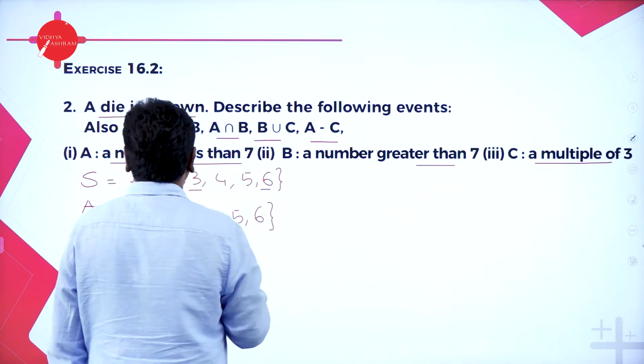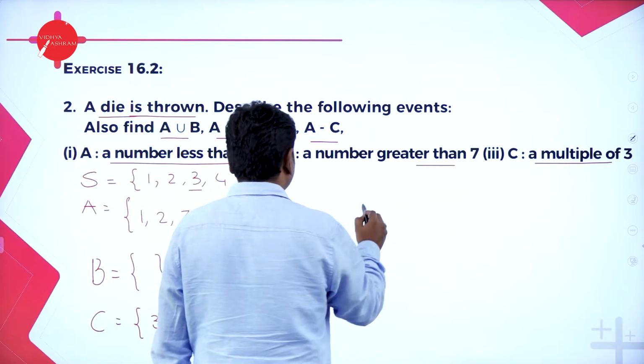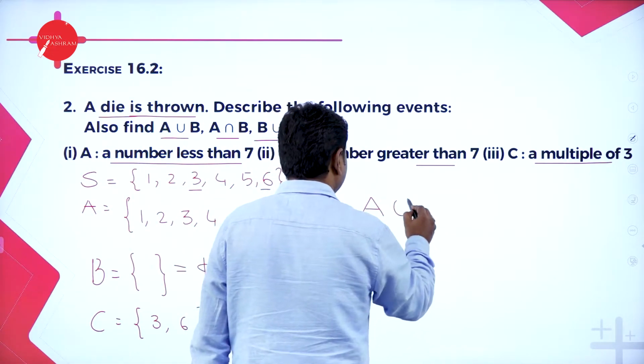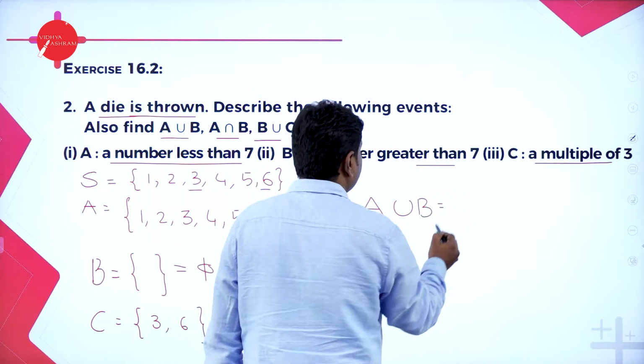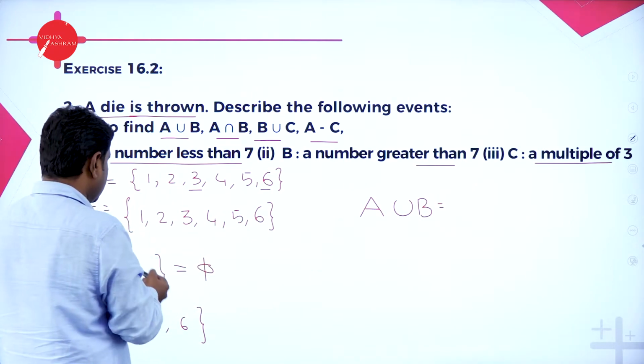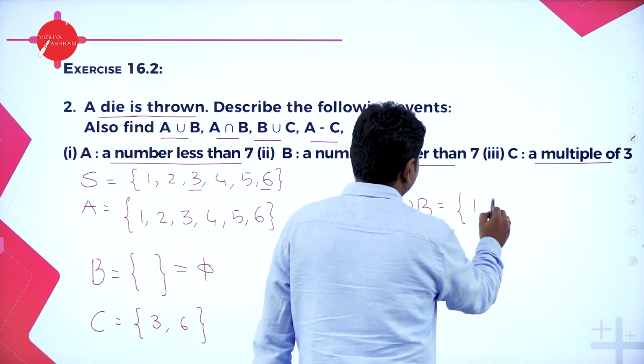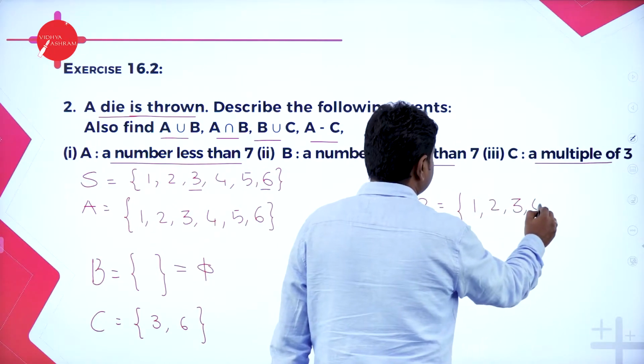We have done it. So then also find A union B. We'll find A union B. All of you know union. Union means combine two sets without repeating. A is 1, 2, 3, 4, 5, 6. B is the null set. When I combine, I'll get 1, 2, 3, 4, 5, 6.